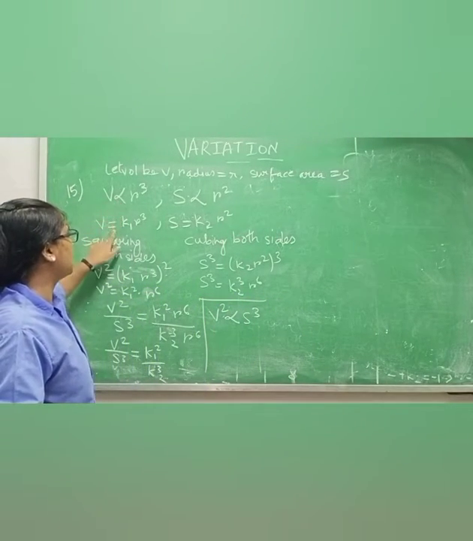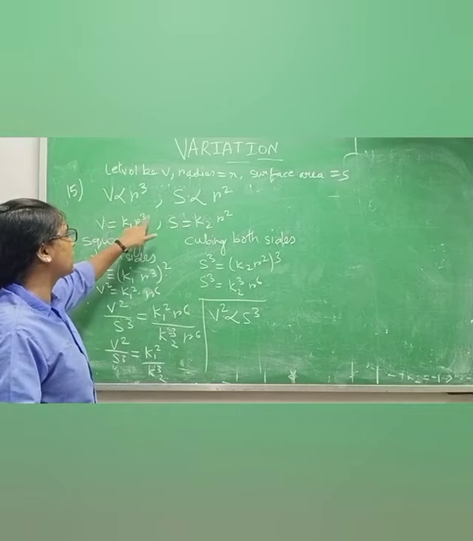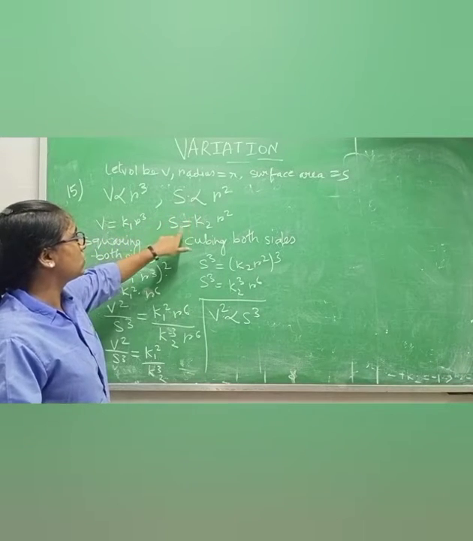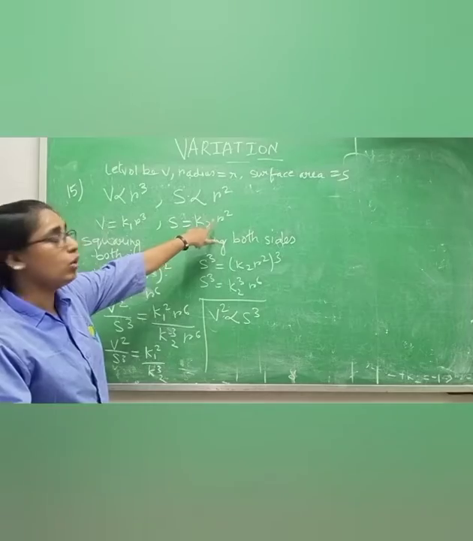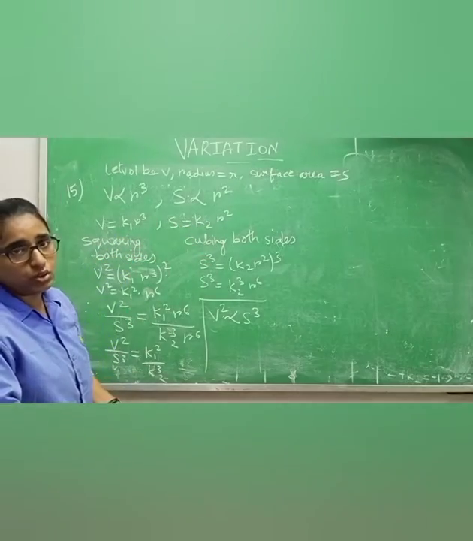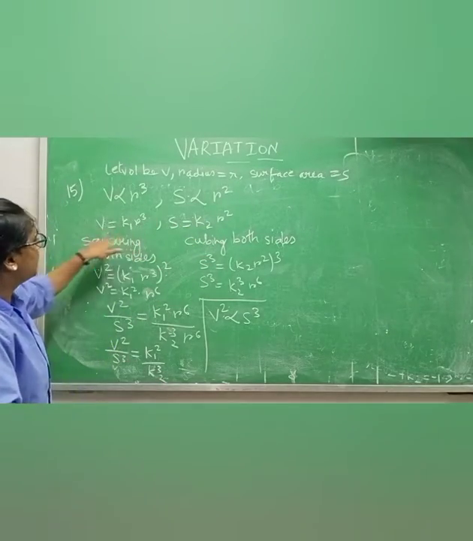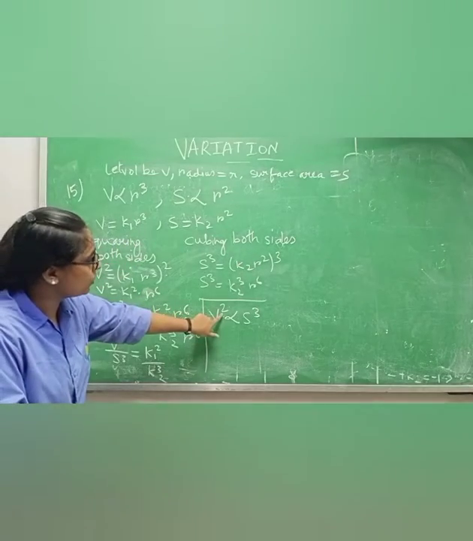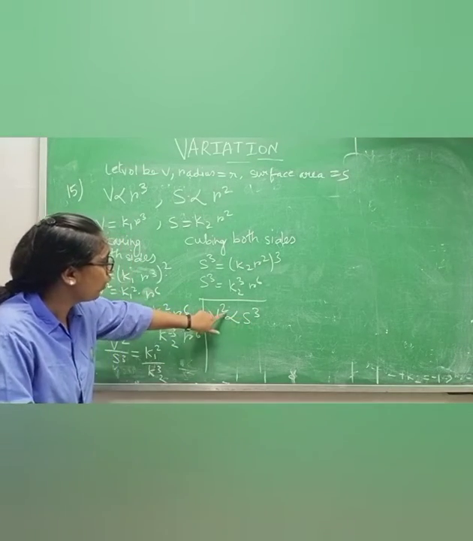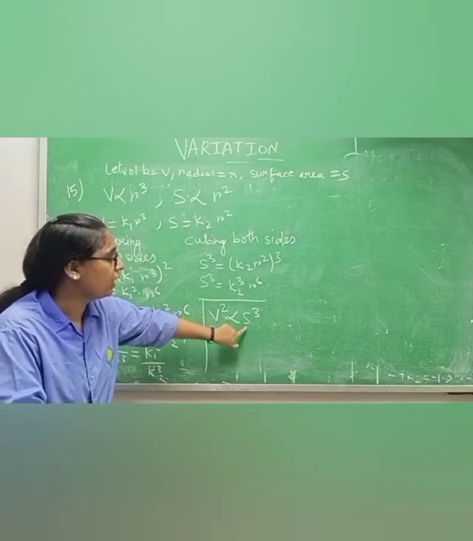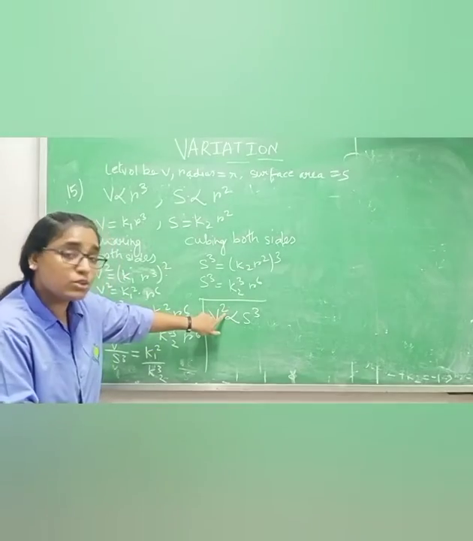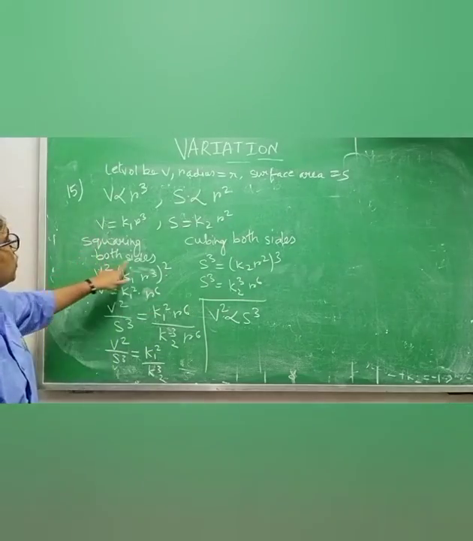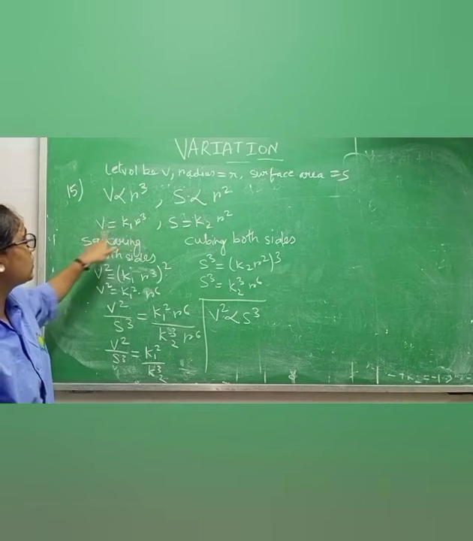Now what I am doing, with the variation sign I am writing V equals k1 r cubed, and S equals k2 r squared. k1 and k2 are the variation constants, please write it. Now they are stating the relation between a square and a cube: square of the volume and cube of the surface area. So we need the square, that is by squaring both sides.